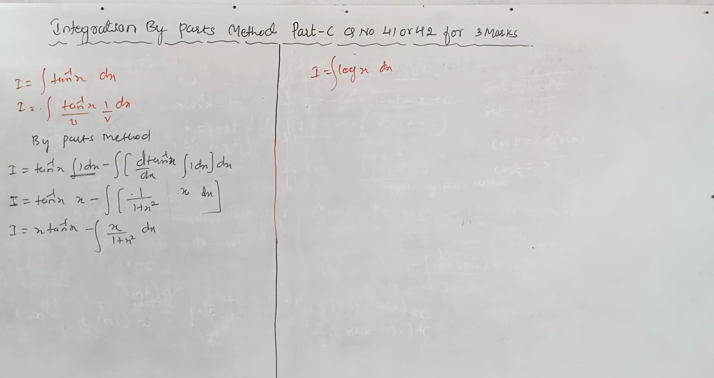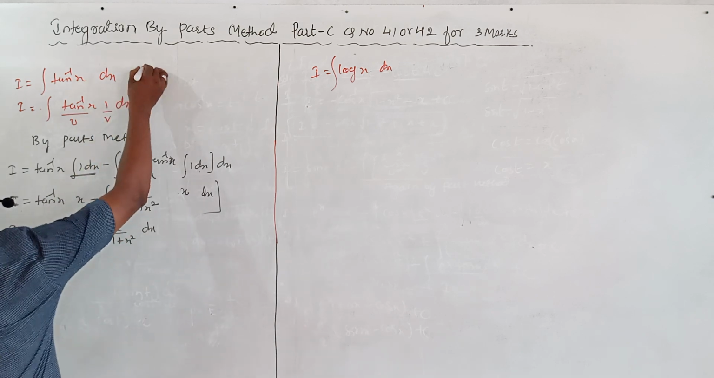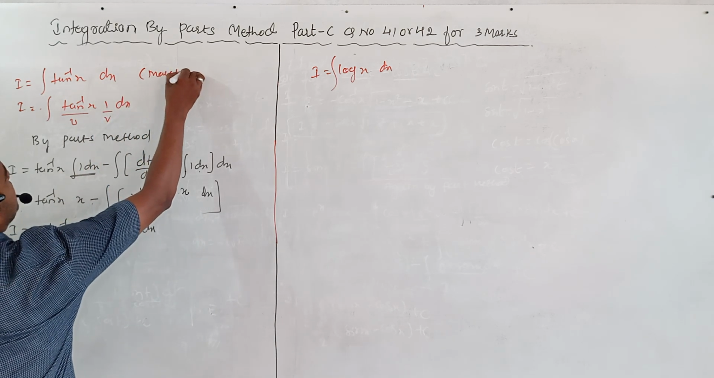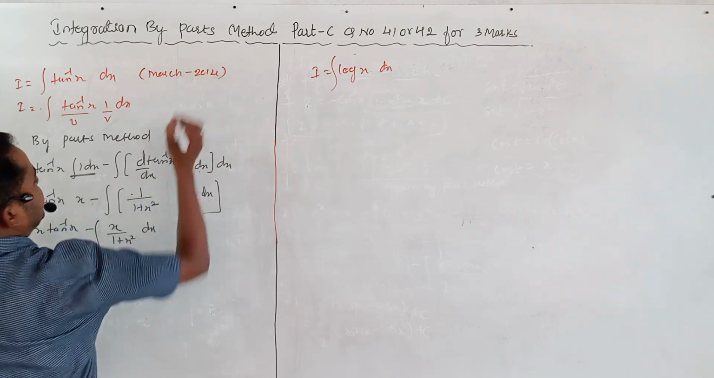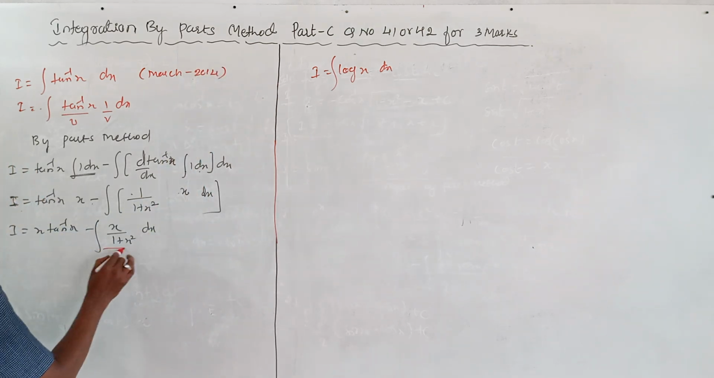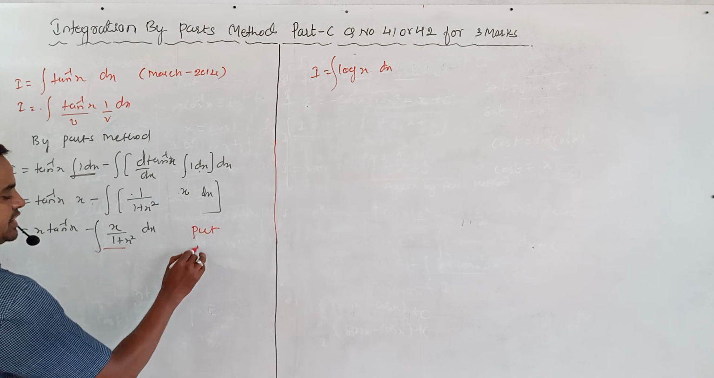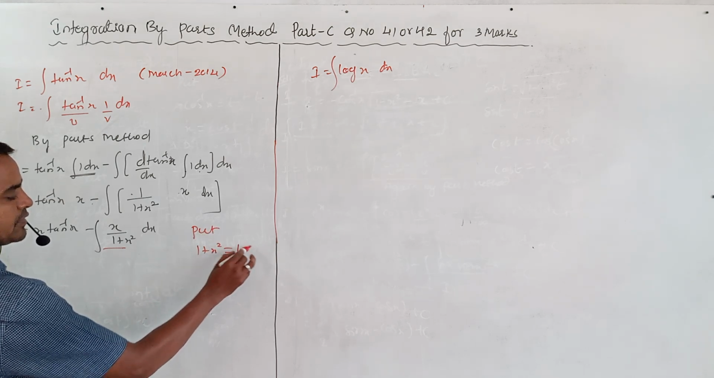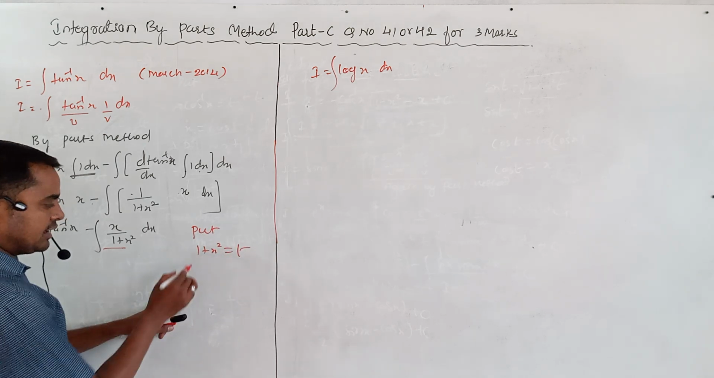Substitution method. This question has been asked in the year March 2014. Here, substitution method. Put 1 plus x square is equal to t.